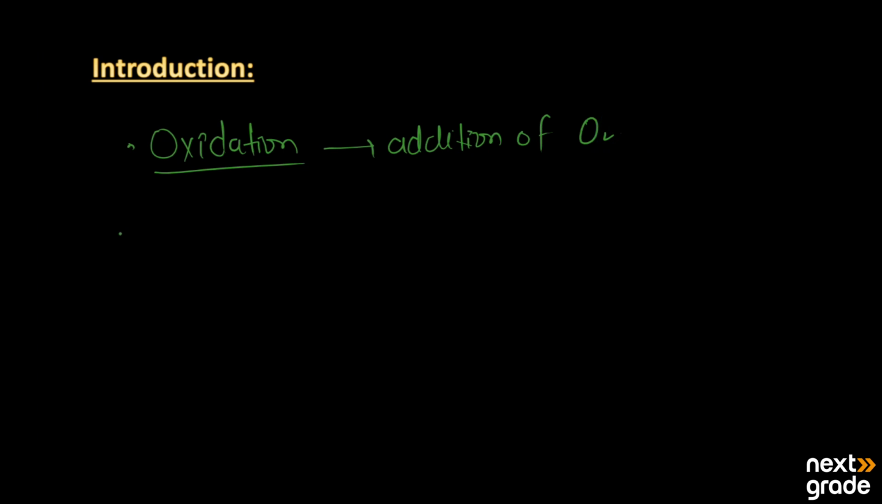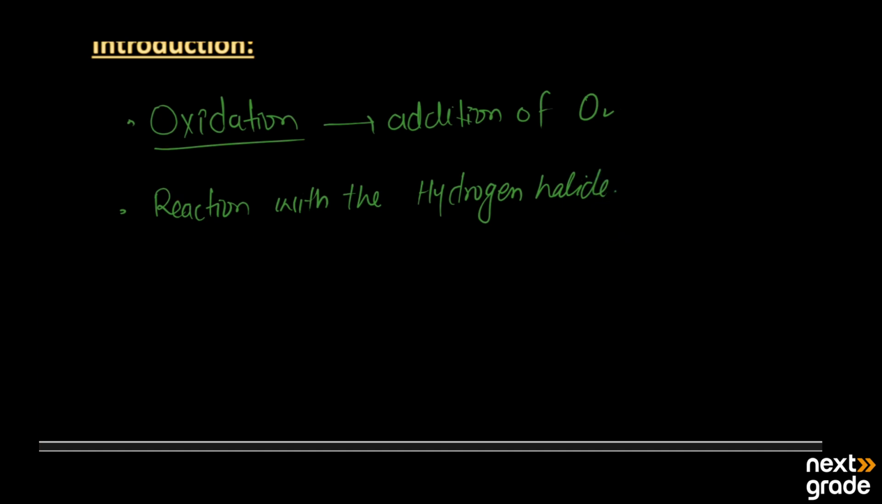Basically, alkenes react chemically with many substances, but here we will discuss its two main chemical reactions. The first one is its oxidation. Oxidation is mainly the addition of oxygen. And the second we will discuss is the reaction with the hydrogen halide. So let's have a look at the explanation of this reaction.